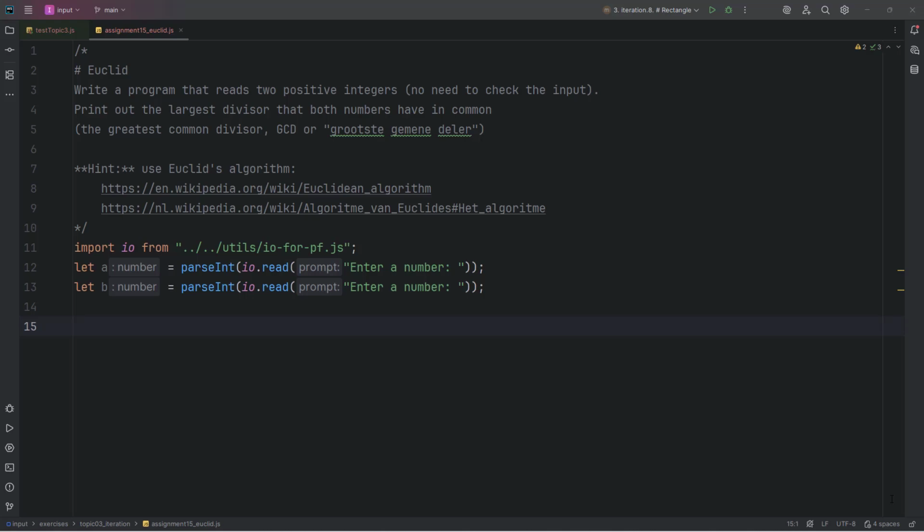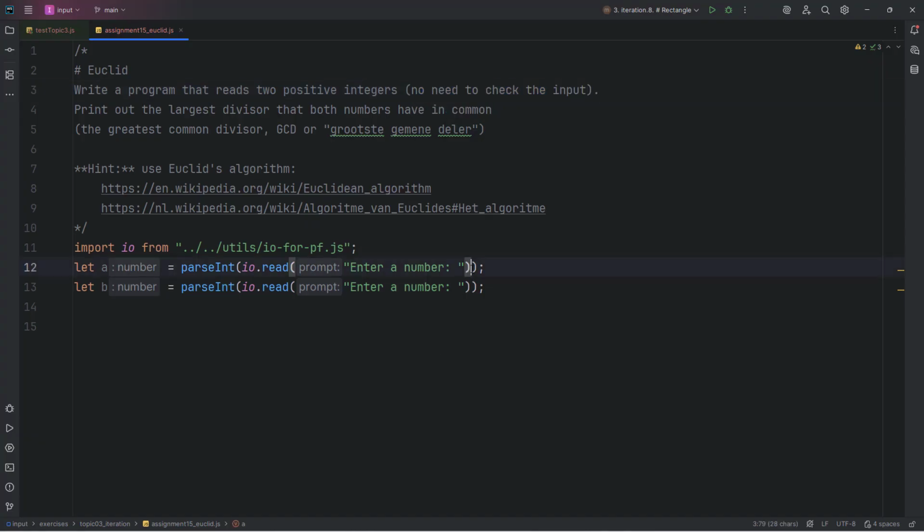Hi and welcome to assignment 15 of topic 3, in which the focus will be on implementing an already given algorithm. So we're not expecting you to know this algorithm or find the algorithm. It's just a given and you have to implement it, so meaning you have to translate it to JavaScript. The exercise will be about calculating the greatest common divisor of two numbers, and you can safely assume there are going to be two positive integers given, so no need to check for that.